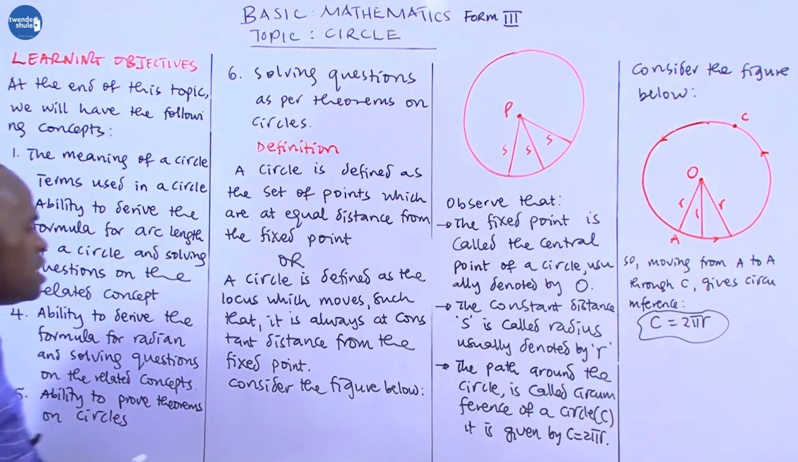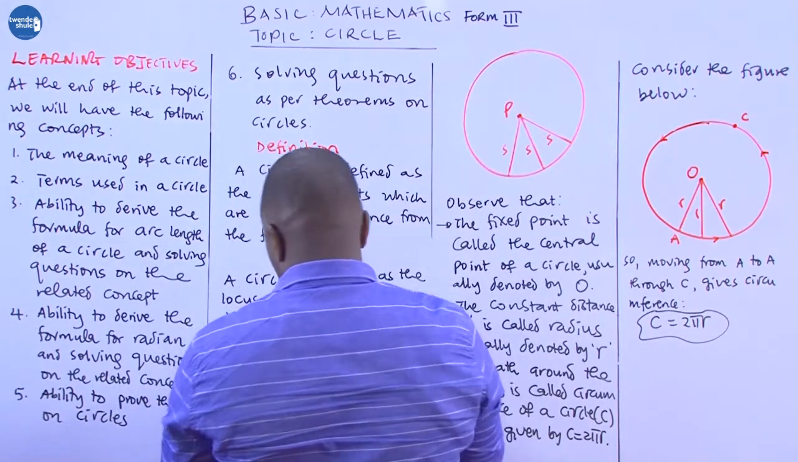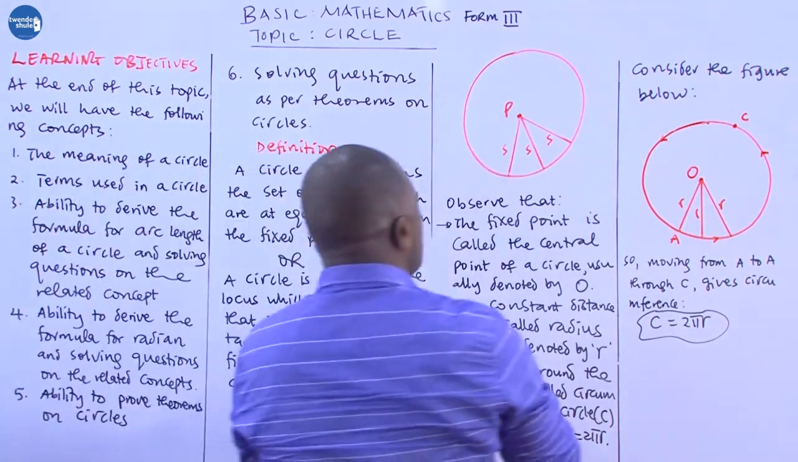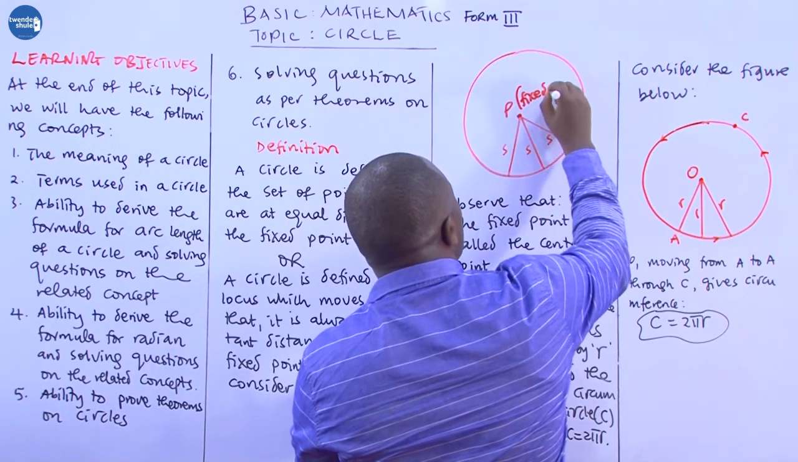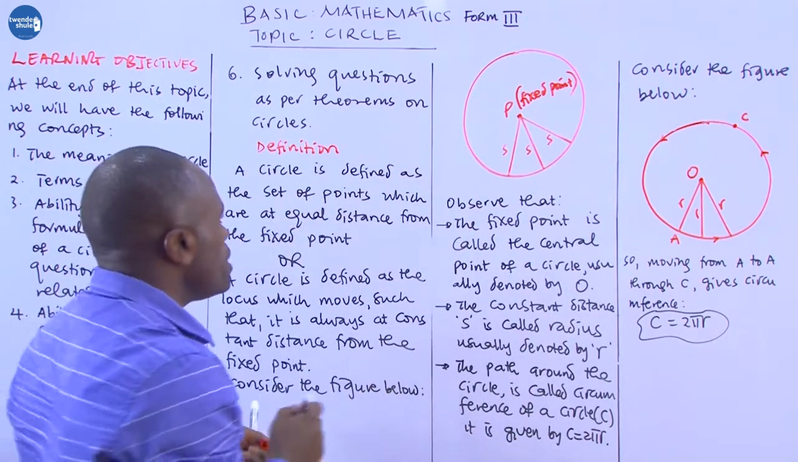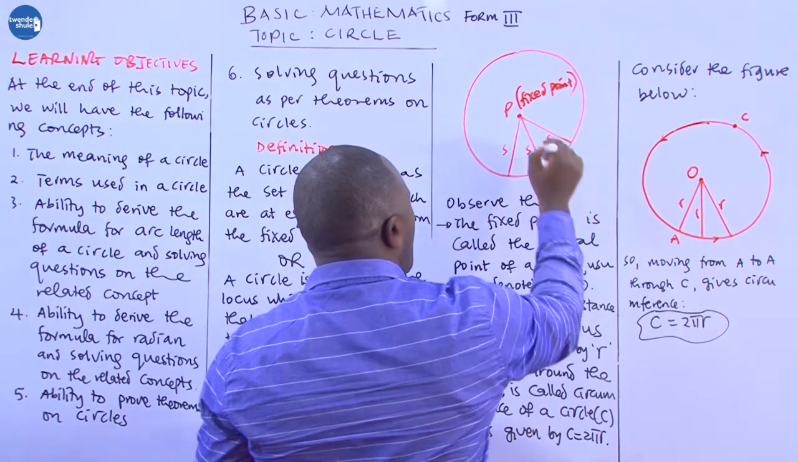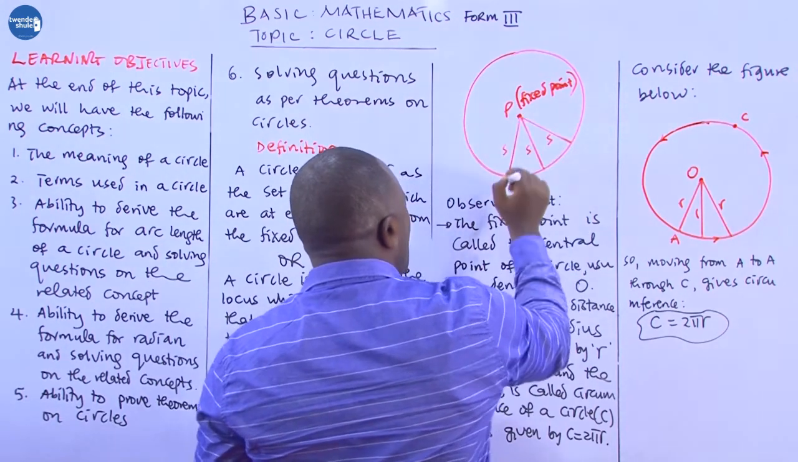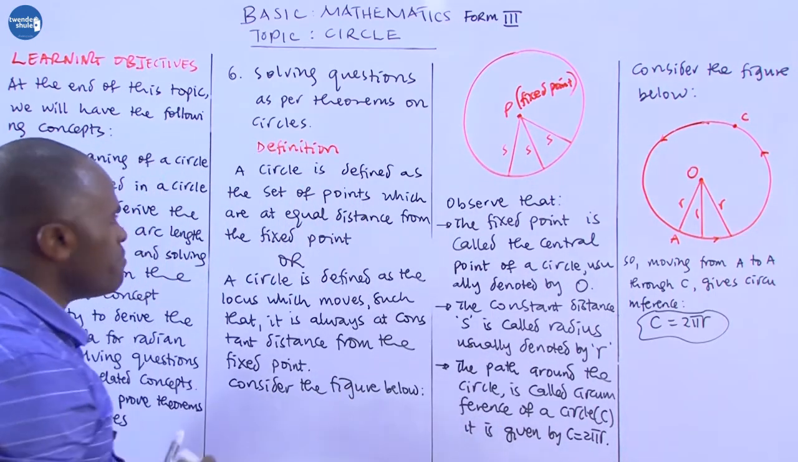So let's consider the figure here. You have the circle here. This is the fixed point. So P is the one we call the fixed point. So this is the fixed point of a circle. The constant distance from the fixed point to the circle, we say this is the constant distance, abbreviated by S. So let's observe here.